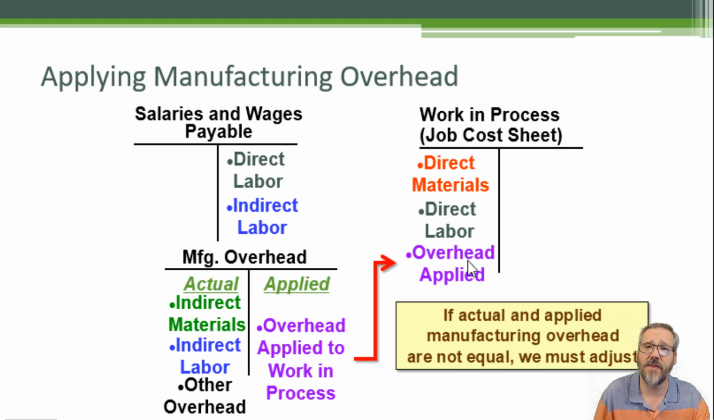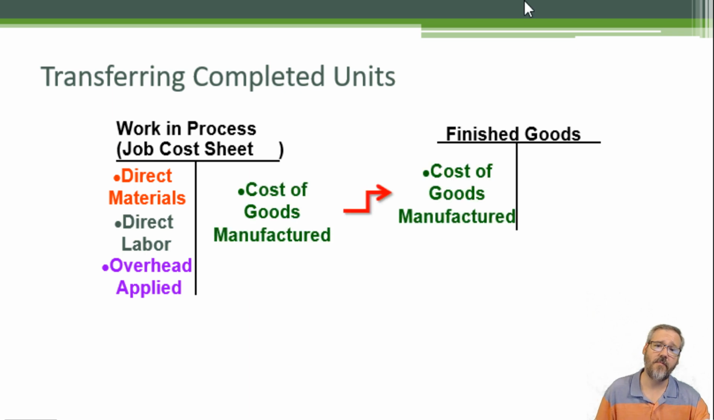But the reason we want this here is to have accurate-ish, but most importantly, timely information as to how much this house costs. I want to know how much this house costs because what if I get a buyer tomorrow? I need to have an idea of how much this house costs me to build. And I've got it right here. It's accurate enough, but it will need to be fixed because my actual will never equal the amount of overhead applied.